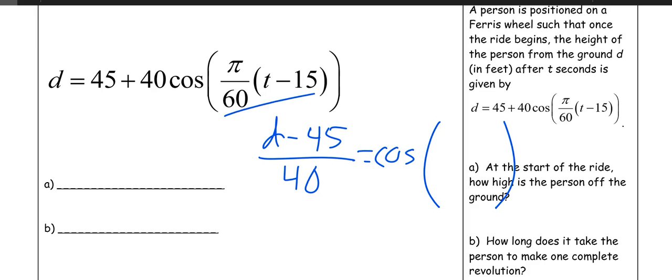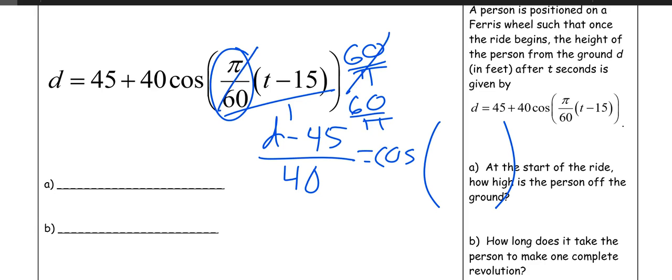What are you going to do with this? Remember, this whole thing is over 1. What are you going to do to get t to be 1t? What do we multiply by to get rid of that thing right there? Top and bottom by 60 over pi. Right? That's a reciprocal, thank you very much. So this is going to cancel with that, leaving me t minus 15 over 60 over pi. There we have it in fireproof form.